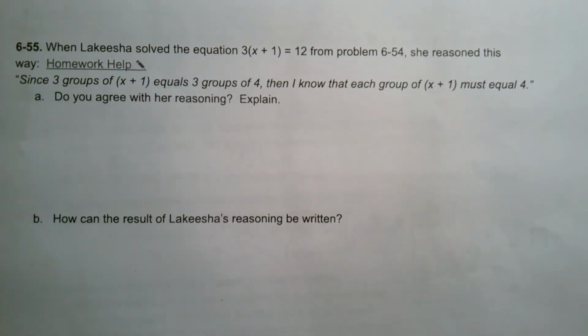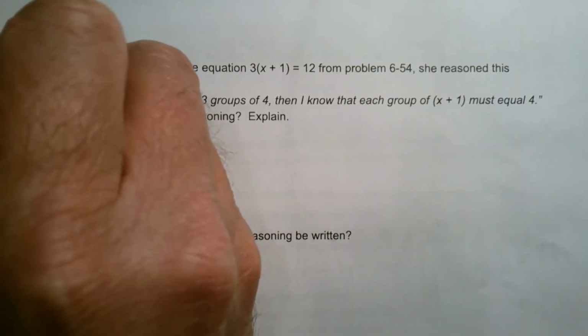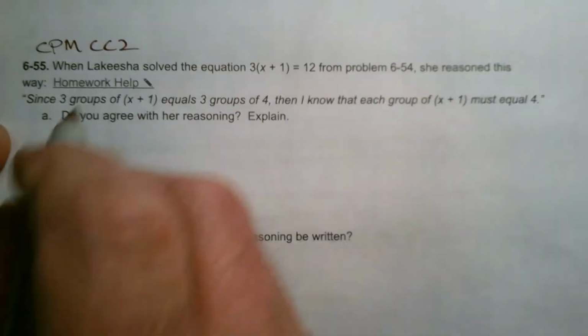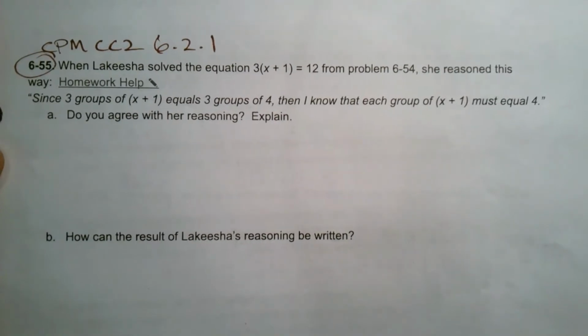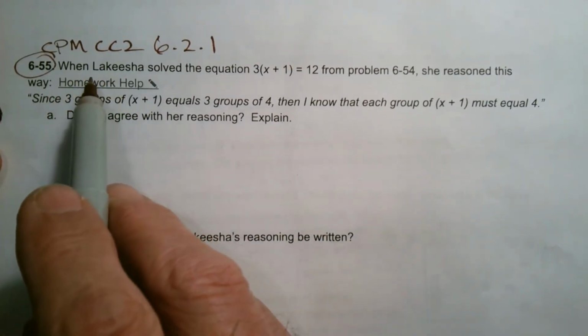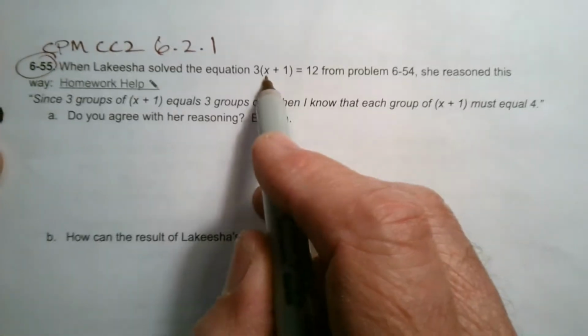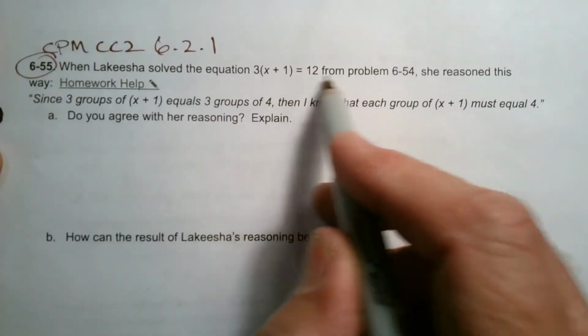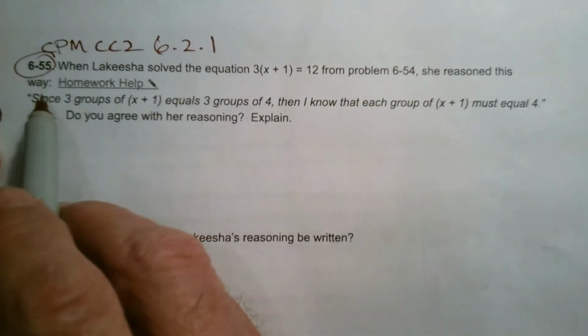We are looking at this process of solving equations and how to think about grouping symbols within those equations. This is a problem from CPM's Course 2, section 6.2.1, specifically number 6-55. It says, when Lakeisha solved the equation 3 times the quantity x plus 1 equals 12 from problem 6-54, she reasoned this way.